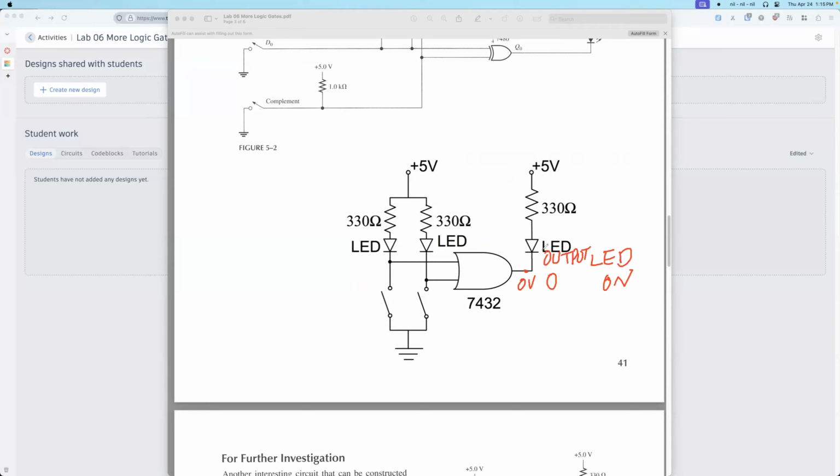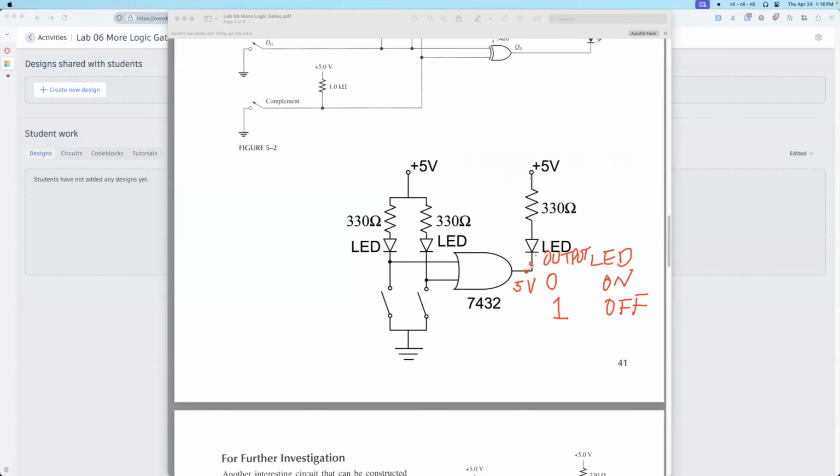Then if the output is 1, at this point the voltage is around 5 volts, and 5 volts on the other side. So the voltage across the LED is around 0, then the LED is off. So just remember: LED on, the output is 0. LED off, the output is 1.